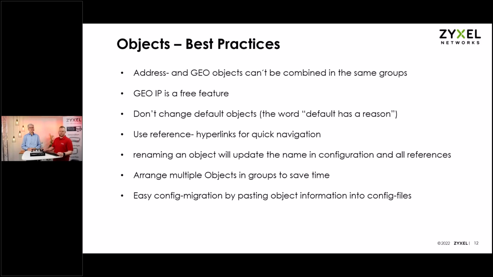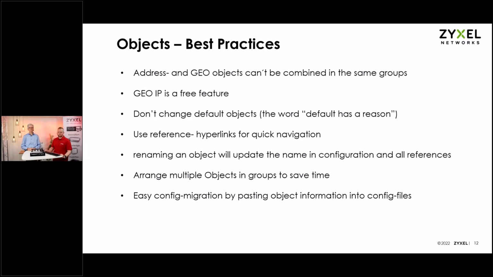Also, the reference link in the quick navigation makes it super easy to go forward and backward. Everything is interconnected. You can easily track your configuration down to the object and from the object back to the configuration, and easily navigate through the menus. Renaming an object will update the name in the configuration and all the references. Sounds standard, but it's nice that if you rename something at any place in the menu or configuration, it will be immediately shown everywhere.